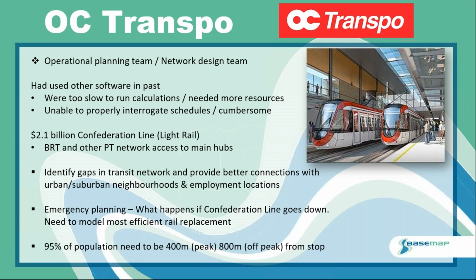that, should that go down, people can access the transport hubs. They wanted to get to a point where 95% of the population needed to be 400 metres peak and 800 metres off peak from a stop. And that gave them an increase, after doing the work in TRACC, of more than 100,000 people being able to get access to stops if the line went down.